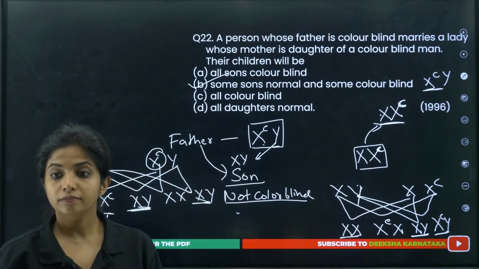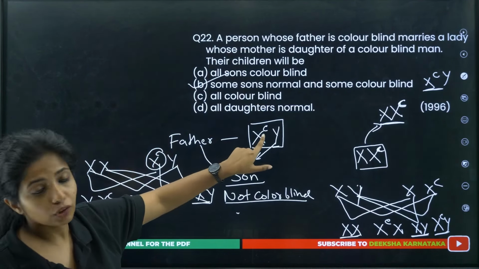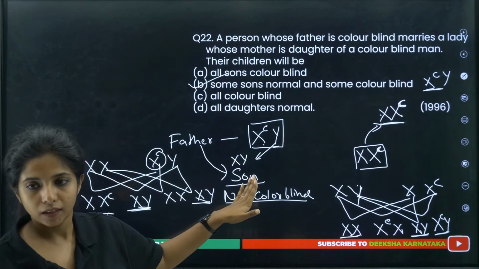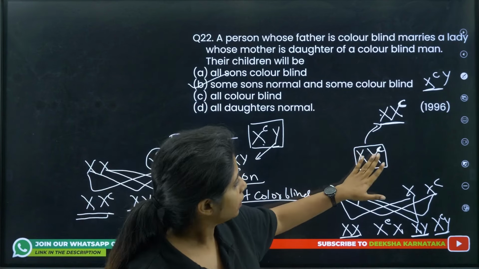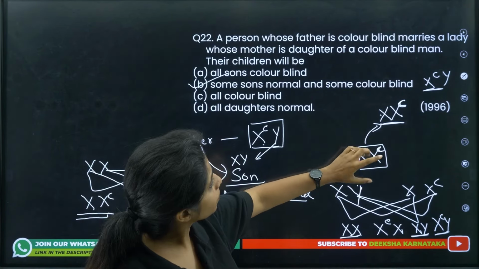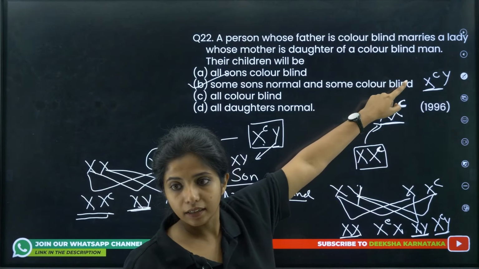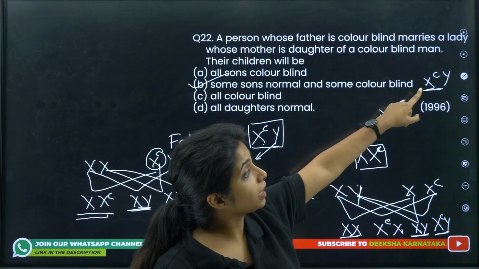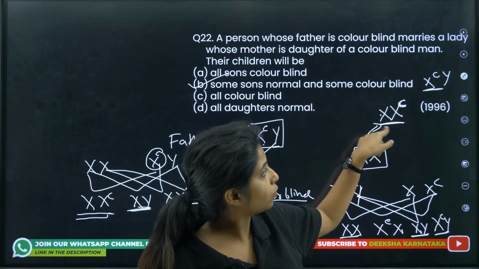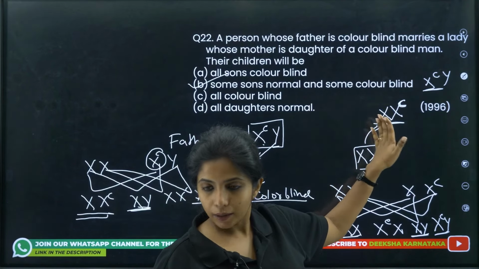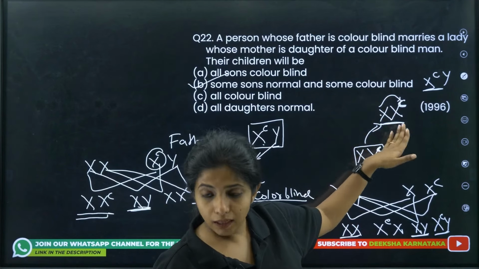How did I find it, children? Listen to me. They said about the father first: a person whose father is color blind. If the father is color blind, it cannot be passed to the son. It can be passed to daughters, it cannot be passed to the son. So the son is normal. Now, it is written that he marries a lady whose mother is a daughter of a color blind man. If a color blind man is there, then he is passing at least one X chromosome to the daughter. So this daughter will be a carrier of color blindness, because another X is there to dominate this, so it won't show up. That person will be a carrier.